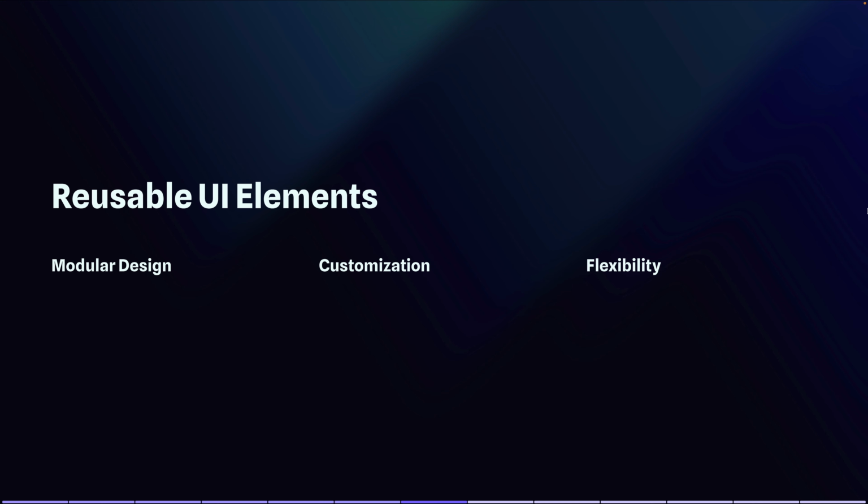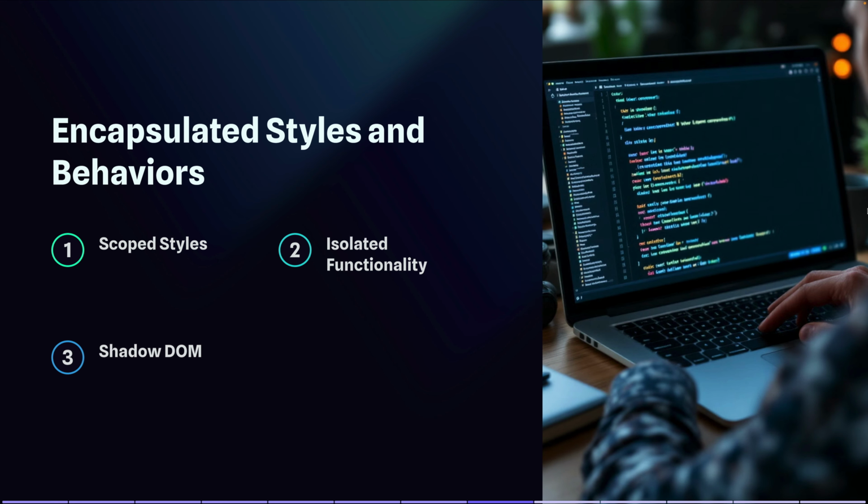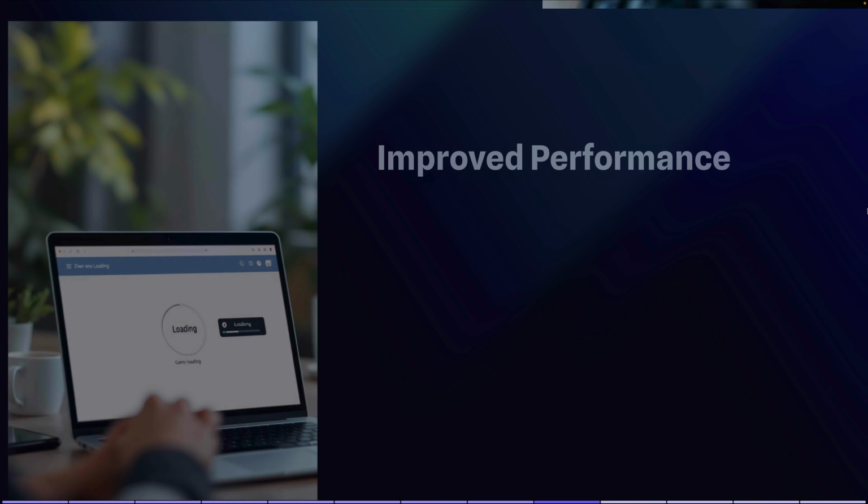So what are the other benefits of using these components? As we discussed, they are reusable, customizable, and flexible. They have encapsulated styles and behaviors, so whatever style you provide will be encapsulated and won't conflict with the rest of the application. You will have isolated functionalities, so the logic and behavior of each component are self-contained. And the Shadow DOM feature allows the web component to create and control its own internal structure and style.